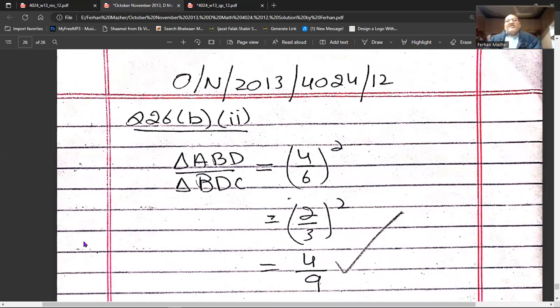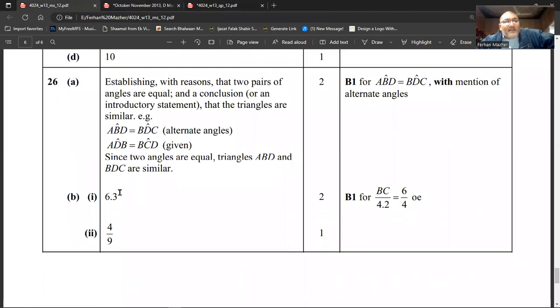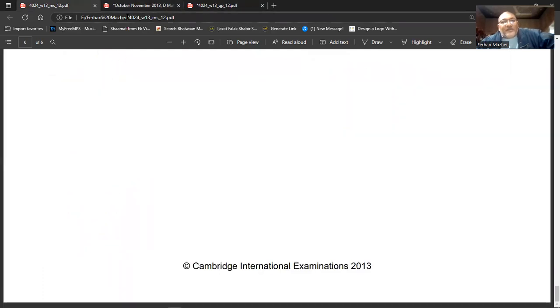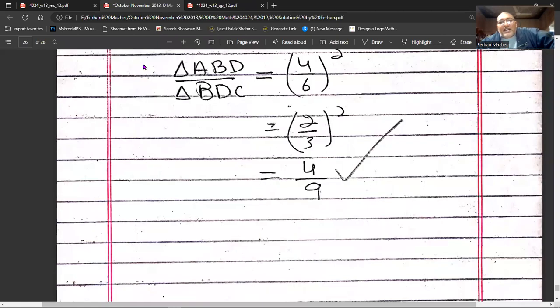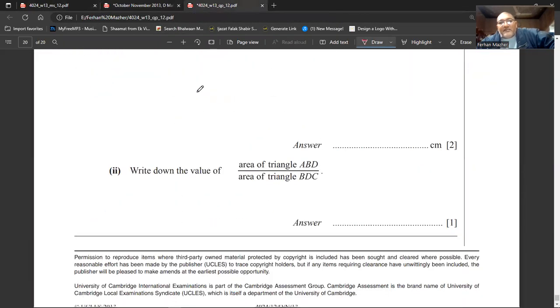Okay, so the triangle ABD divided by the triangle BDC will be equal to the area ratio, which is the square of the sides ratio. The ratio of the sides is 4 by 6, that will be 2 by 3, and we will take the square of that, that will be 4 by 9. 4 by 9 is the right answer, sir. So the paper is completed. Our paper is completed, and this paper is completed.